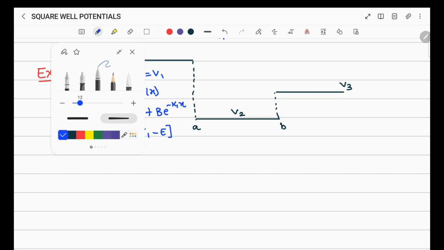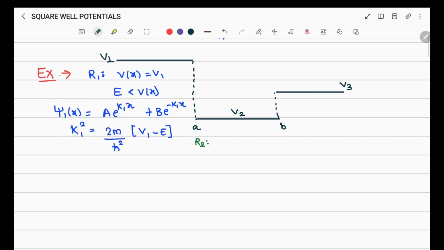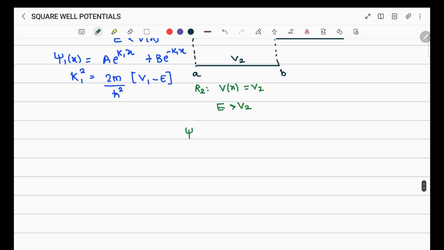Now in region R2, let me write with a different color. In region R2 your V(x) is V2, and let me say that the energy is greater than V2. So the particle had some energy here, and here it is greater. If energy is greater than V2, you know what your psi2(x) will be: it will be C sine of k2x plus D cos of k2x, where k2 square, which obviously needs to be positive, is 2m over h cut square times E minus V2.